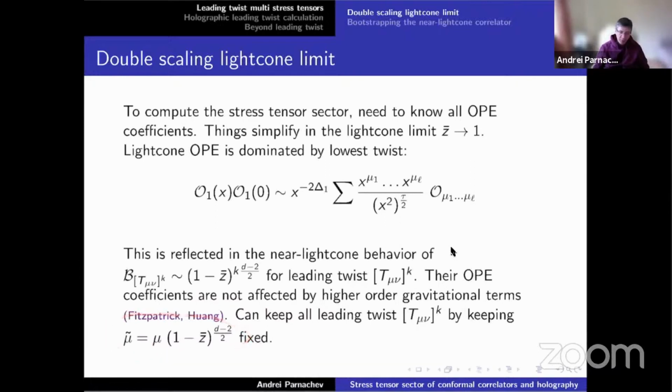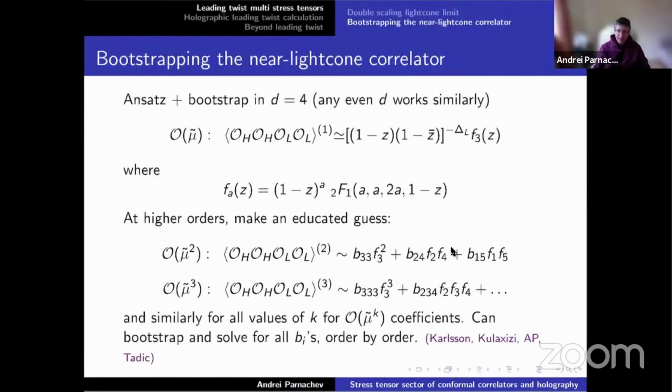So in the following, I'm going to take this double scaling limit where I send z bar to 1, send mu to infinity, and keep mu tilde fixed. This will keep all leading twist operators. And it's basically the closest analog to the Virasoro vacuum block that we have in high dimensions. Now, it turns out that you can compute all these by using bootstrap and a certain ansatz.